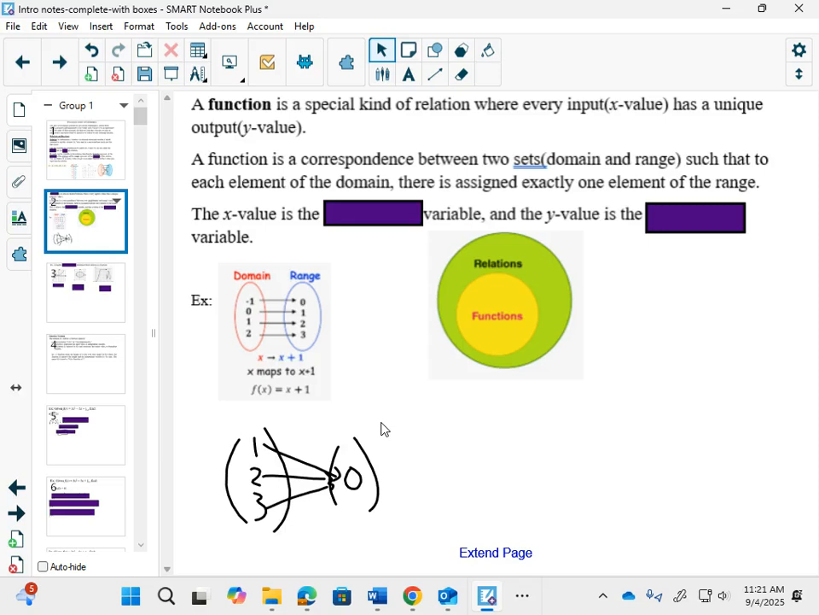So functions are a subset of relations, and that's what this circle is showing here. Every function is also a relation, but not every relation is a function. So we call the x value the independent variable and the y value the dependent variable.